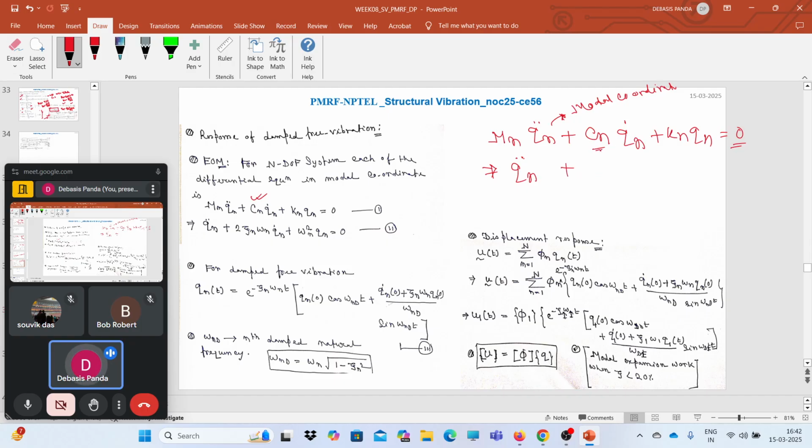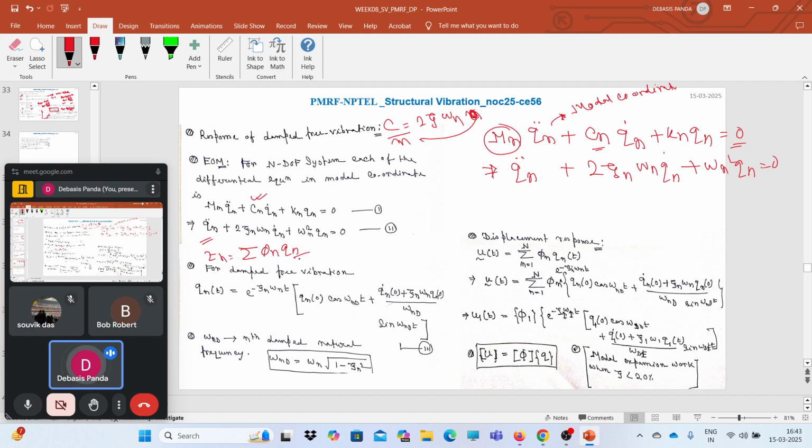Plus Cn, we know C is equal to twice xi omega n. So we can write twice zeta n omega n Qn dot plus Kn, where we have multiplied both sides using this mn. So C by twice m omega n; if I take out m here, m will cancel out and C by m will be this. And Kn by mn is equal to omega n square, so omega n square Qn is equal to 0. Now again we can write the physical response, phi n into Qn, the physical response say Zn is equal to.